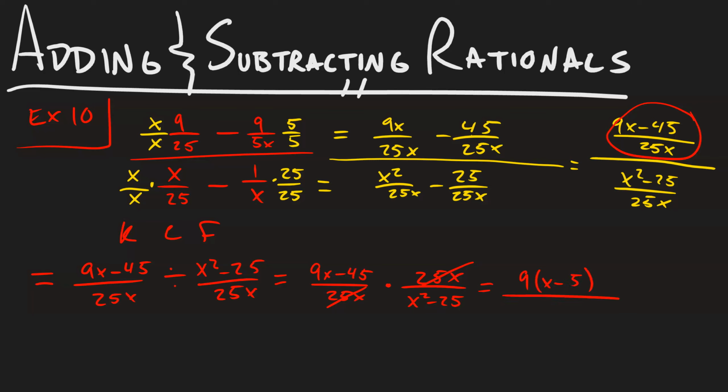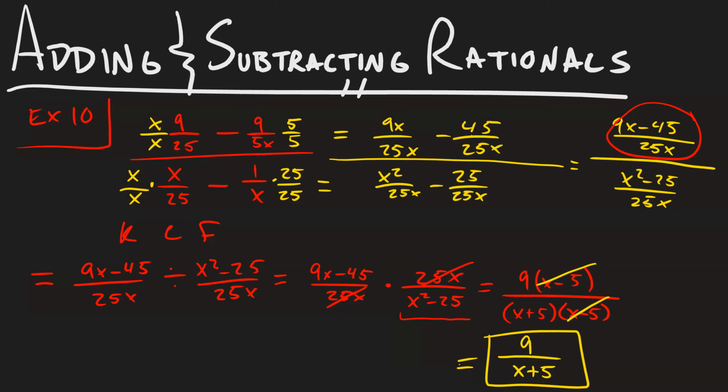And my denominator is actually a difference of squares. So I'm going to have x plus 5 times x minus 5. So now we know that x minus 5 will be canceled out, leaving us with a simplified fraction of 9 over x plus 5. So our complex fraction, not so complex after all.